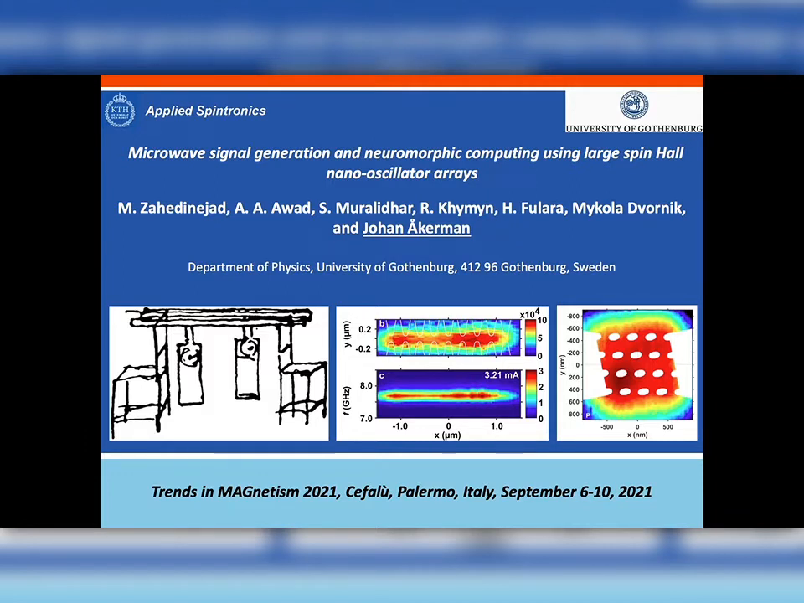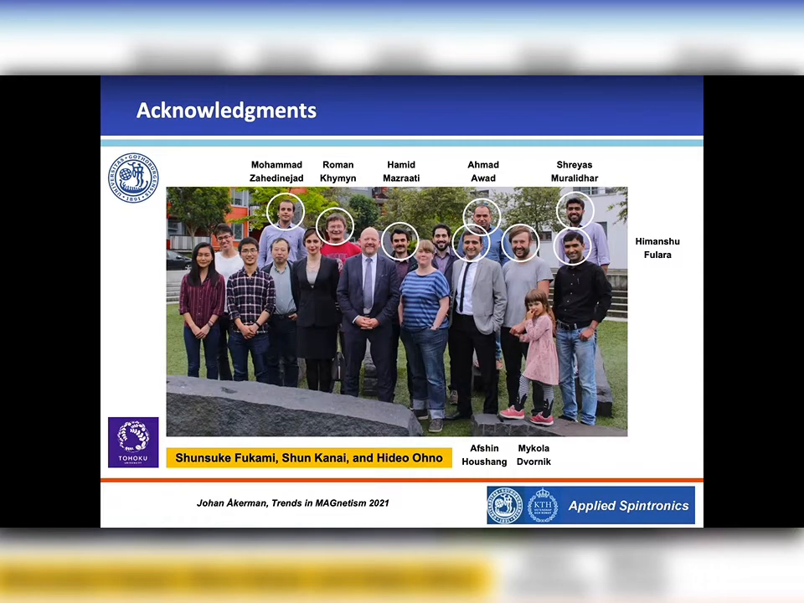I will talk about microwave signal generation and neuromorphic computing using large spin Hall nano-oscillator arrays. And this is work by Sajid in his PhD thesis at the top left. Theoretical work by Roman Kimin, who now is a permanent researcher at the University of Gothenburg.